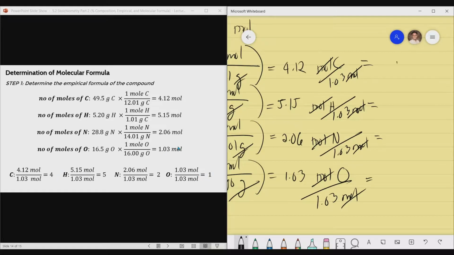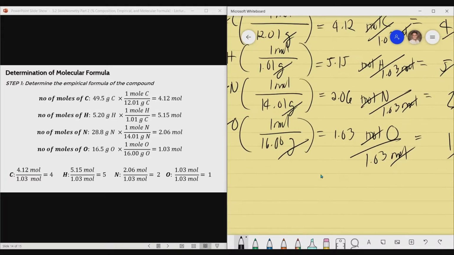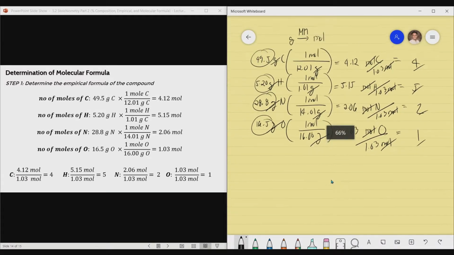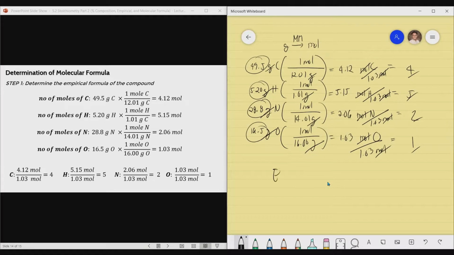So for carbon, we have 4. Hydrogen, we have 5. For nitrogen, we have 2. For oxygen, we have 1. Now, these will be the subscripts for your empirical formula. So for this particular empirical formula, we have C4H5N2O. Okay? That's the empirical formula. We have been through step number 1.